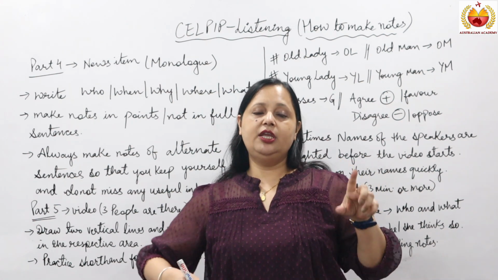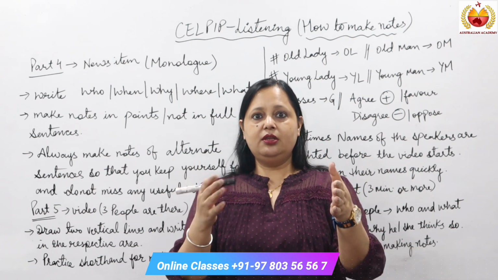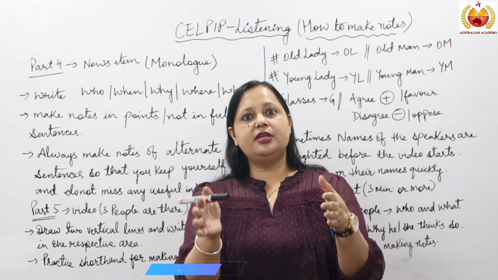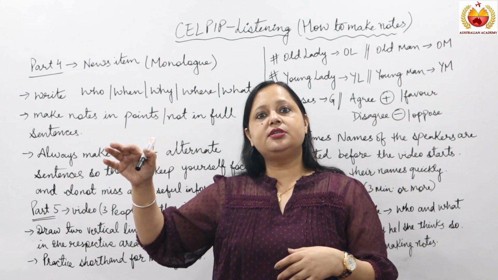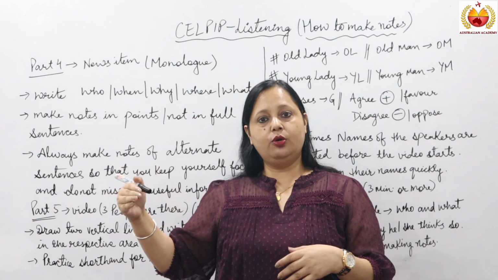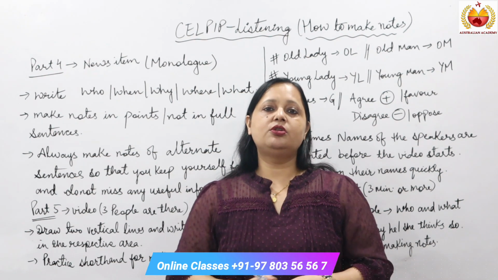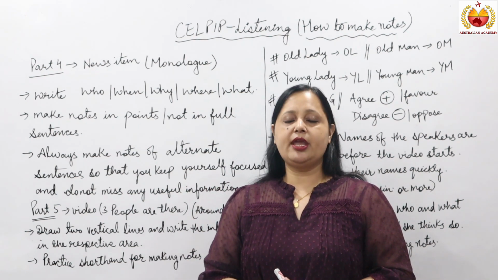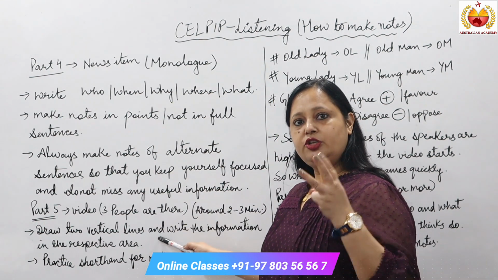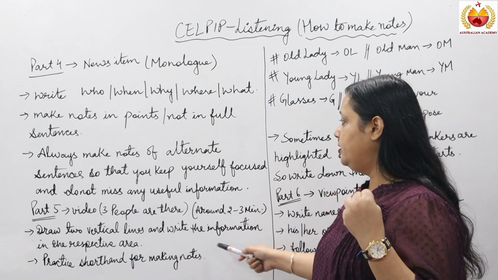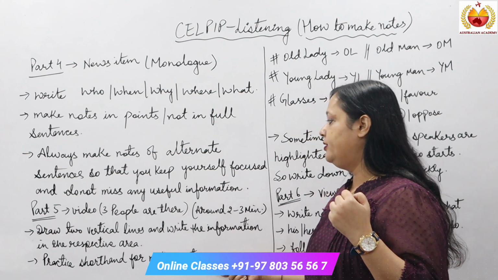The person who is sitting on the left-hand side of the video, whatever he or she is speaking should be written in his or her respective column. The person sitting in the middle should be written down in the middle only, and the person sitting on the right-hand side, whatever he or she is speaking should be written down on the right-hand side. So now it becomes easy for you to segregate that information. So always draw two vertical lines so that you have 3 columns and write the information in the respective area.